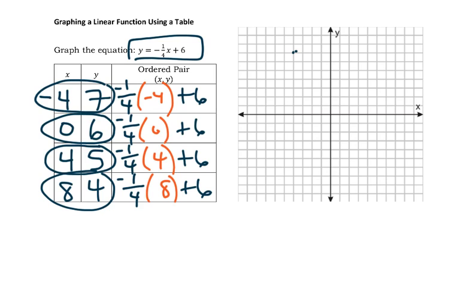0, 6, so we don't move left or right, but we go up 6: 1, 2, 3, 4, 5, 6, right there on the y-axis. 4, 5: 1, 2, 3, 4, and then 1, 2, 3, 4, 5. A little harder to draw on this one here. And then 8, 4: 1, 2, 3, 4, 5, 6, 7, 8, then 1, 2, 3, 4.